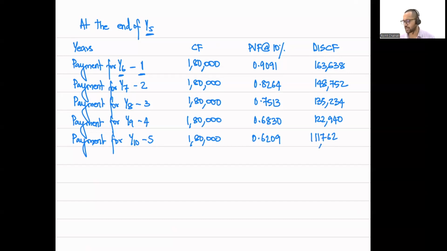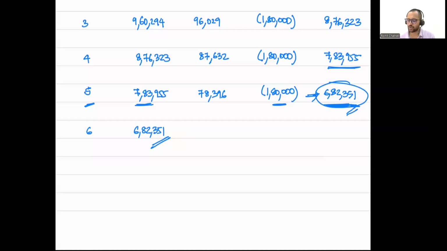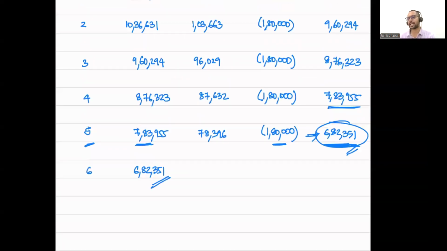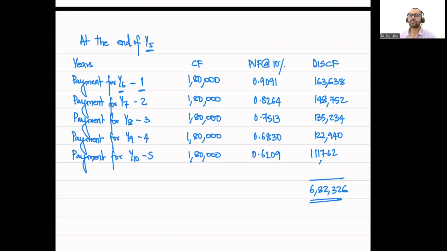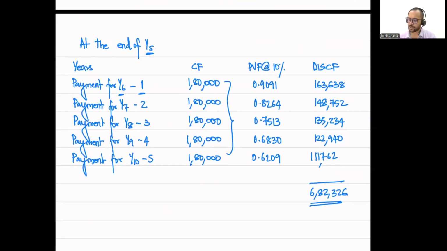1,11,762. If you take the sum total of all this, it's 163,638 plus 148,752 plus 135,234 plus 122,940 plus 111,762, which is equal to 6,82,326. Remember, we had almost the same value. There's a small rounding difference. I had a value of 6,82,351 that I calculated using the lease liability schedule. If I take the present value of the remaining lease payments discounted at the original rate itself, I get the same value of 6,82,326, with a marginal difference on account of rounding.